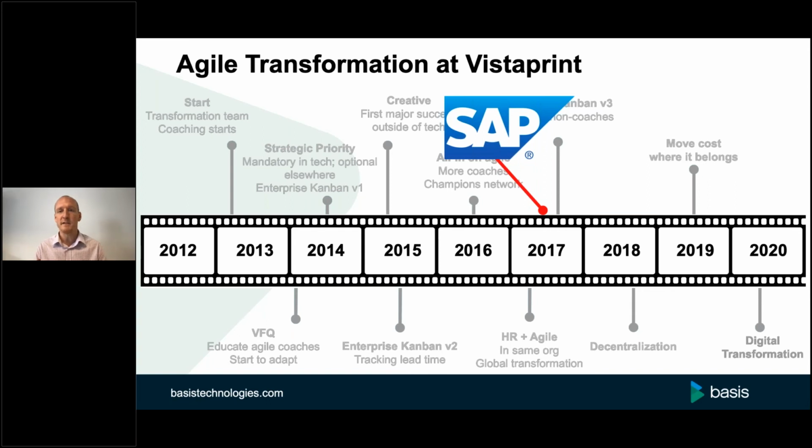But as the benefits of Agile were seen in Vistaprint, it became apparent over some time that they wanted to bring SAP into that fold and align SAP with that approach. And they started to do that in 2017 when they started to work with Basis Technologies to support them in that change in their SAP environments.